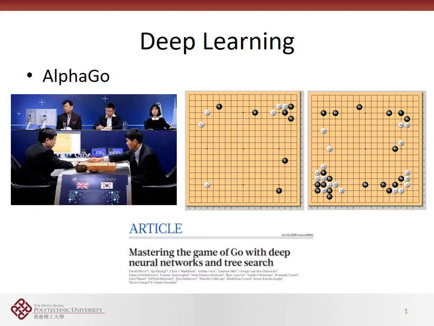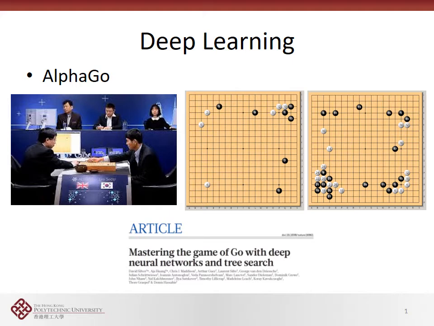Actually, the underlying technique of AlphaGo is a deep learning model. The basic algorithm used in AlphaGo is a deep learning model. Actually, I was an amateur Go player many years ago. So before this match, I don't think AlphaGo could win.